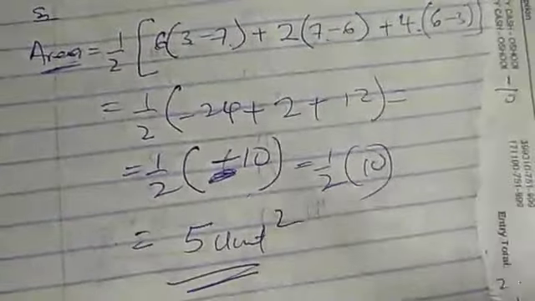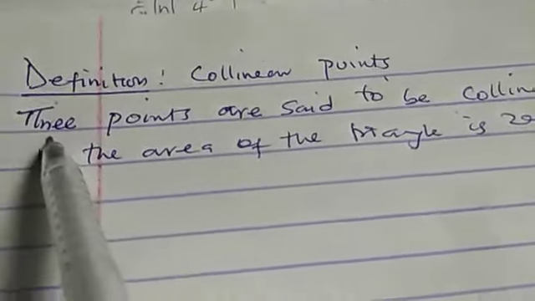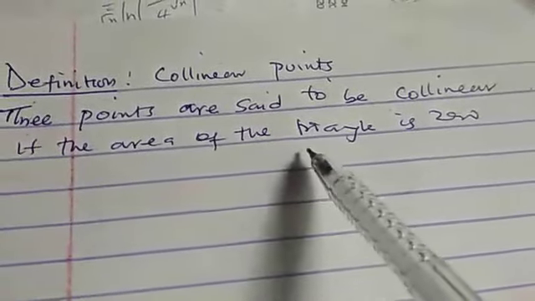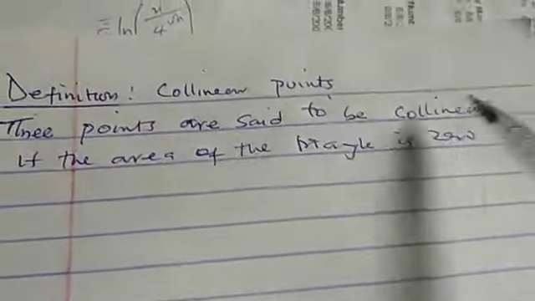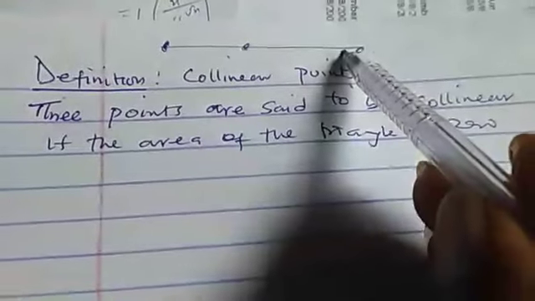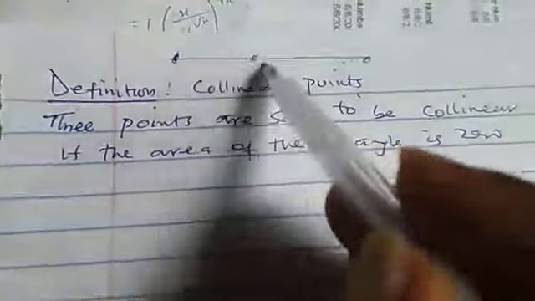Now from this area of a triangle, we have another interesting definition, what we call collinear points. We define this: 3 points are said to be collinear if the area of the triangle is 0. That is another definition of collinear points. Collinear points simply mean points that lie on the same straight line. For example, if you have point A here, point B here, and point C, all of them lie on the same straight line. We say that these 3 points are collinear.